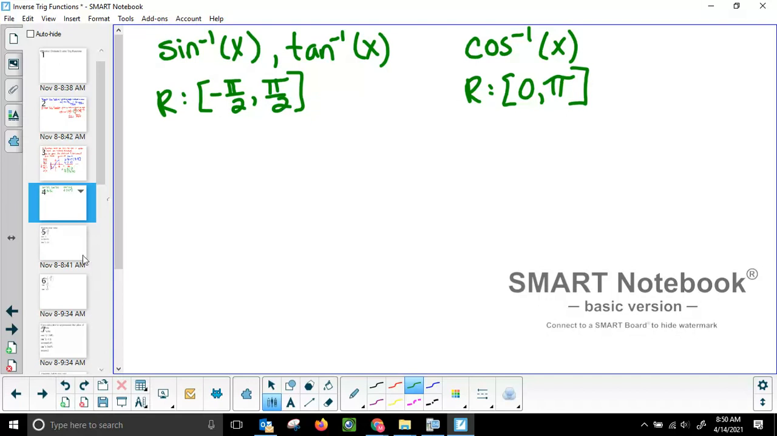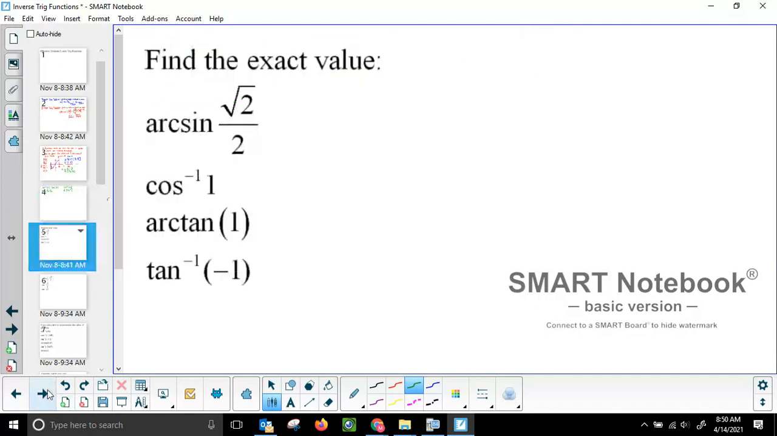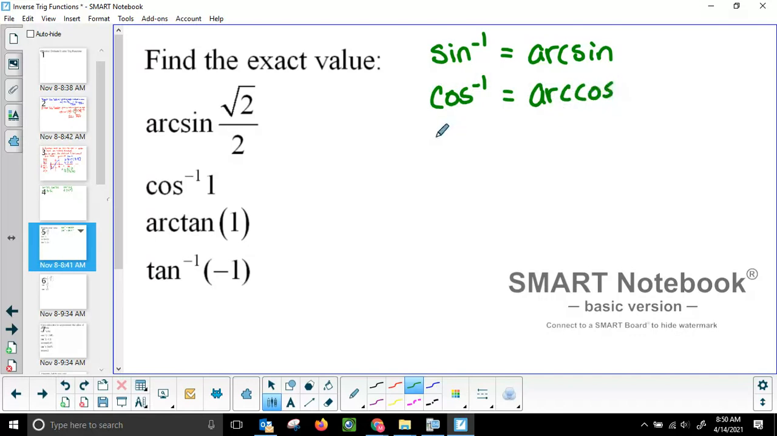Let's go ahead and look at some examples here. It's also very important to note that inverse sine is also called arc sine, and they all work that way. So inverse cosine can also be called arc cosine, and inverse tangent can also be called arc tangent.